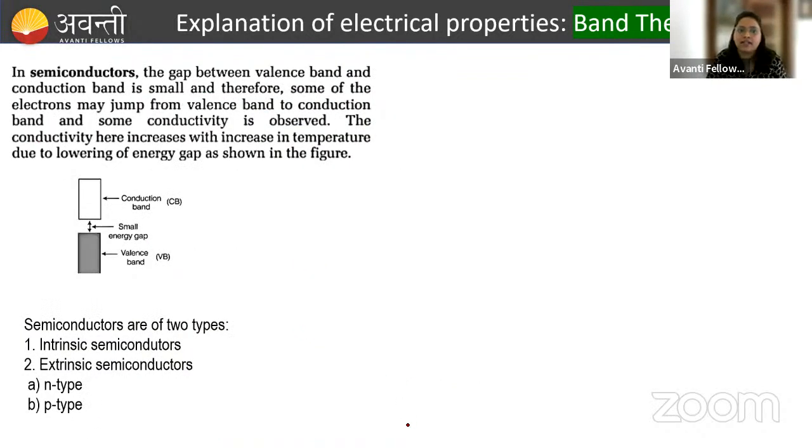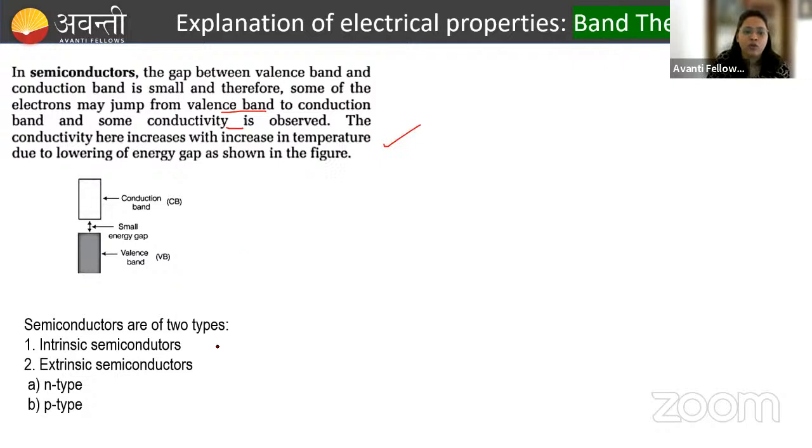Next, semiconductors. The gap between the valence band and the conduction band is very, very small here. Okay, and that's why some of the electrons may jump from the valence band to the conduction band and some conductivity is observed. तो ये जो gap है इन दोनों का, ये बहुत ही छोटा gap है, लेकिन वो जो gap है that is small, and that's why electrons can jump from the valence band to the conduction band. Okay, if we increase the temperature.